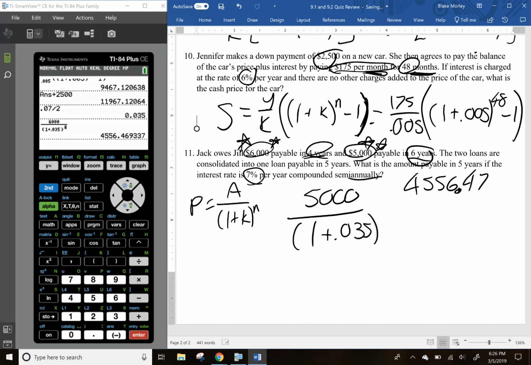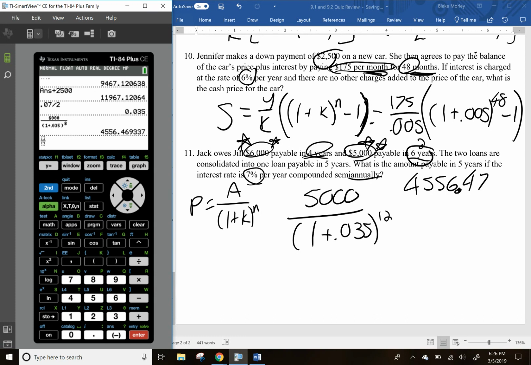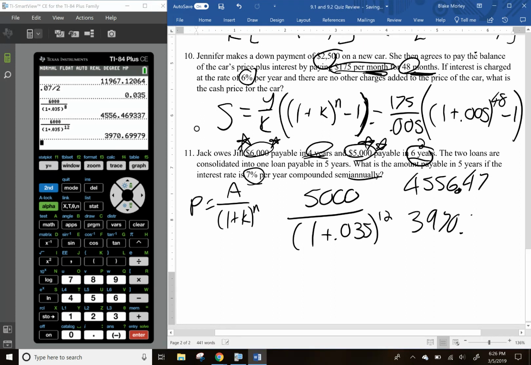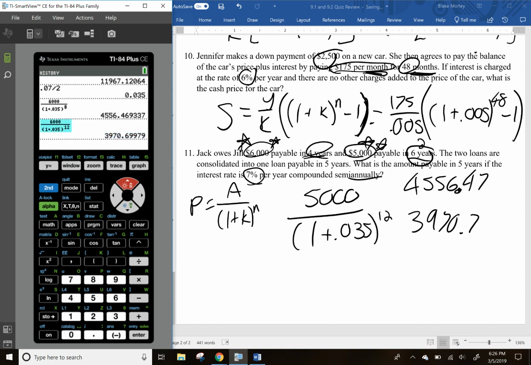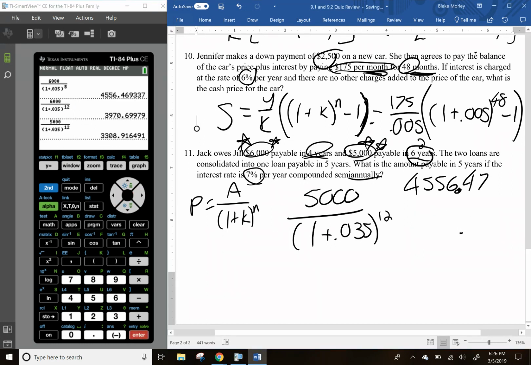But this one's for 6 years. So 6 years, twice a year, will be 12 times in total. So it equals, we'll type it in, 6,000, then 1 plus 0.035 to the 12th power. And the value of that loan is 3970.7. Wait, that doesn't seem right. Did I do that right? Oh, it's 5,000. I hit 6,000. Yeah, okay. I was going to say something seemed wrong. Let me do that one more time. You probably were like screaming at me, right? 5,000. There we go. I was going to say, this doesn't remind me of the answer I got earlier.